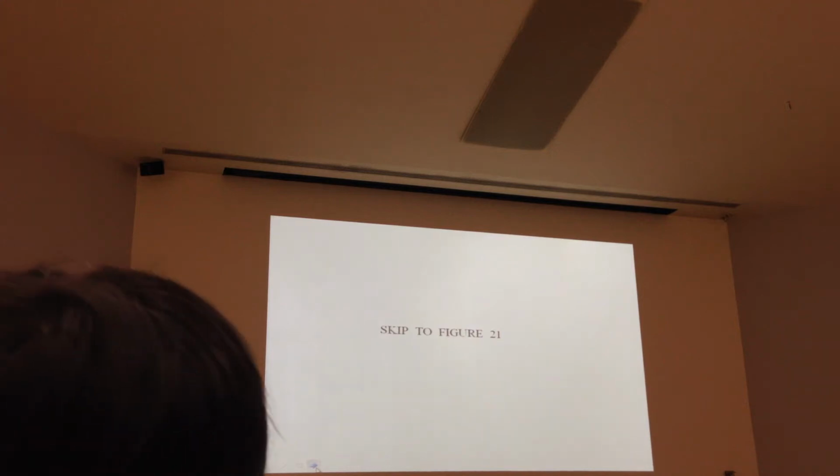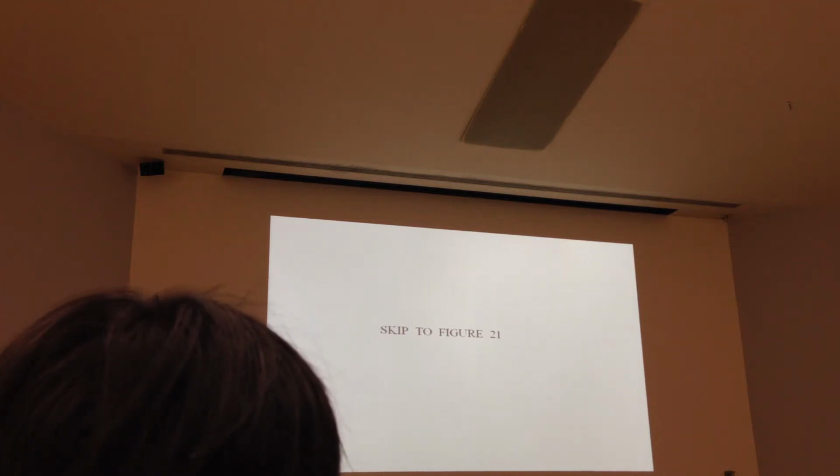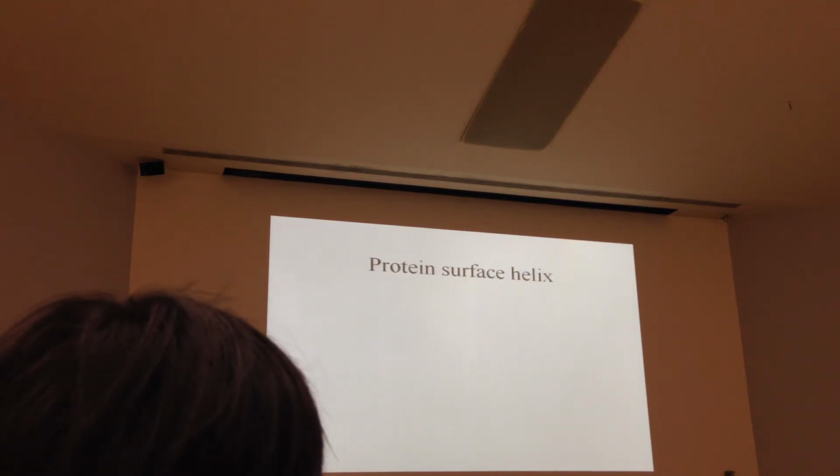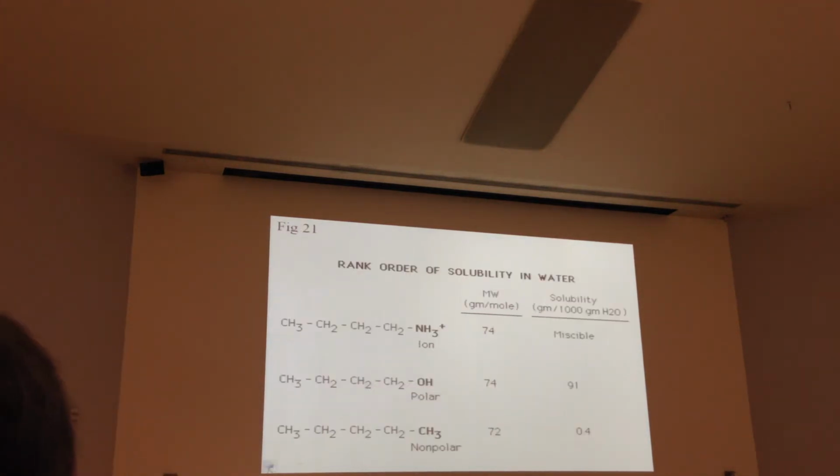Now I want to skip to figure 21 and talk to you about the solubility of molecules with a titratable group and their solubilities in water. This first one has three different kinds of organic molecules. One of them ends in an ion, the butylamine. The other one, the butyl alcohol, ends in a polar group, but it's not an ion, hydroxyl groups.